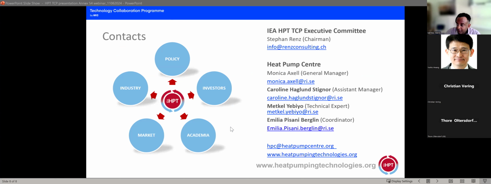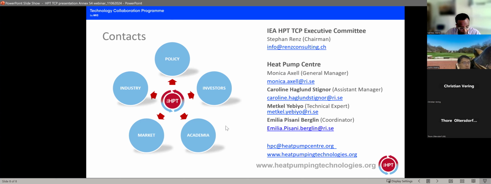These are the team within the Heat Pump Center. We have our chairman, Stefan Renz, Monica Axel, Caroline Hegland-Stigno, myself, and Emilia Pisani. If you have any questions or want to know more about the HPT TCP and how the Heat Pump Center operates, we are happy to support and help. That's me for now. Yunho, back to you.